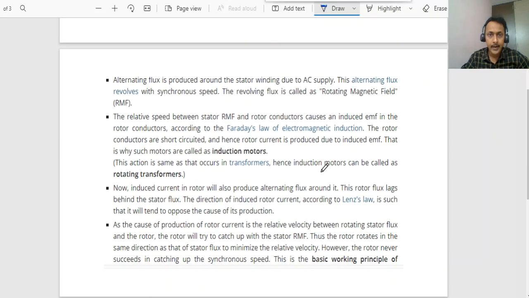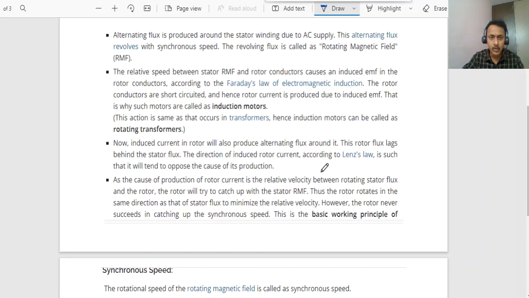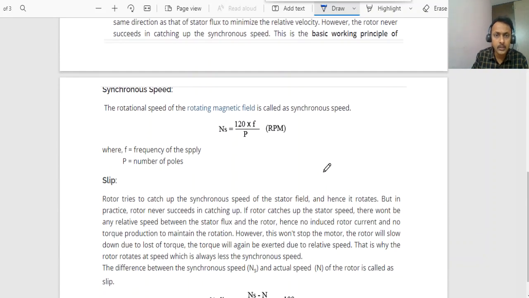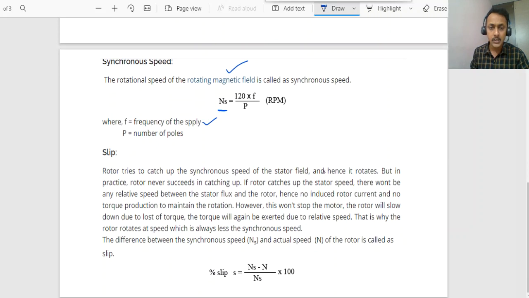And here the rotational speed of the rotating magnetic field is called the synchronous speed, ns. That speed is given by 120 f by p, where f indicates the frequency of the supply and p indicates the number of poles. And one more important terminology, slip.